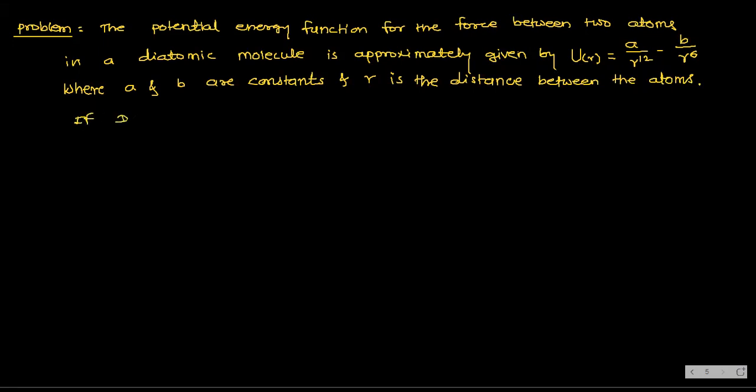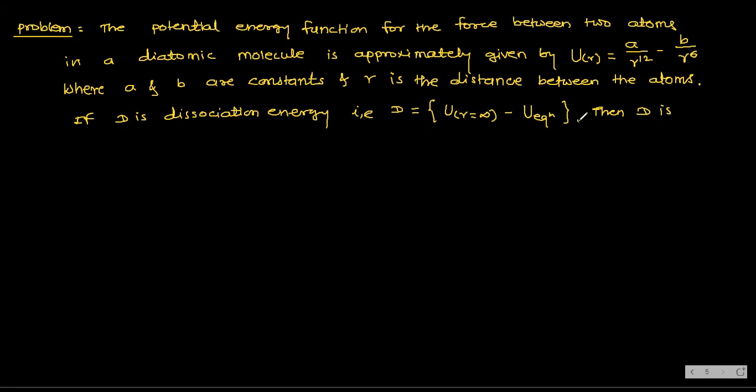If D is the dissociation energy, that is D is equal to U at R equal to infinity minus U at equilibrium, then we have to find D. This is a 2010 question.